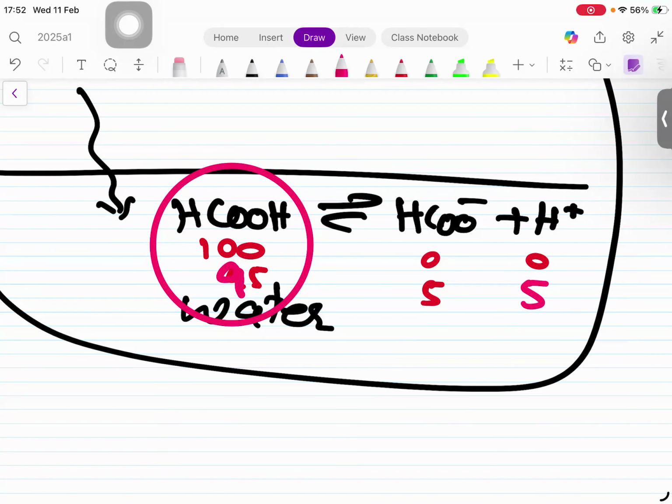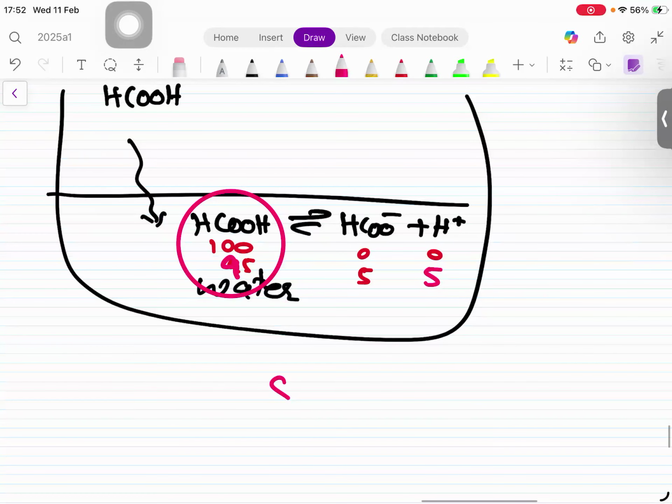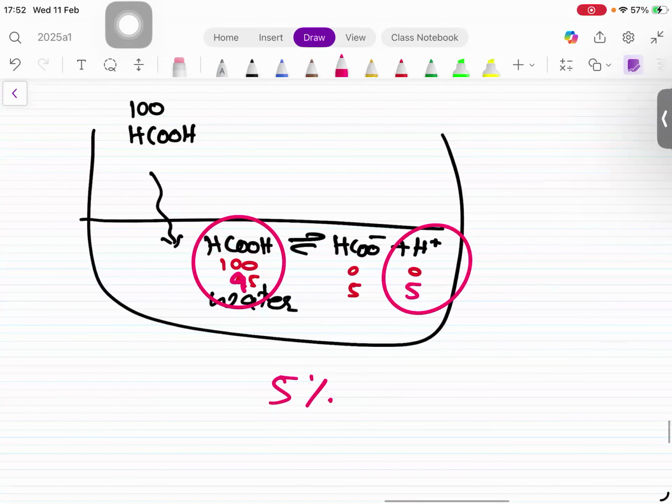How much of them ionize? 5. So can I say roughly the ionization percentage is 5%. So this is what I'm trying to say. All the carboxylic acids, you take 100 molecules, 2%, 1%. That is, out of 100, only one molecule or two molecules or maximum 5 molecules are going to ionize. So obviously they are going to give 5 hydrogen ions.